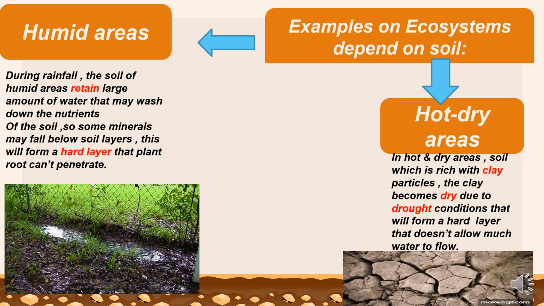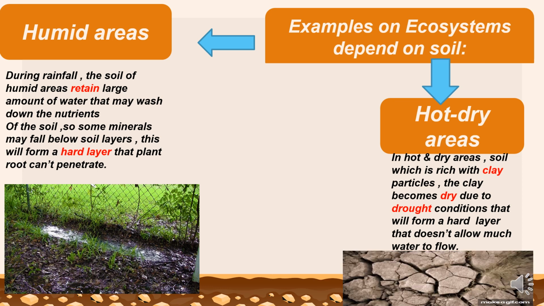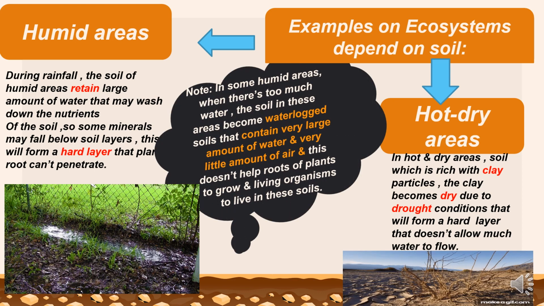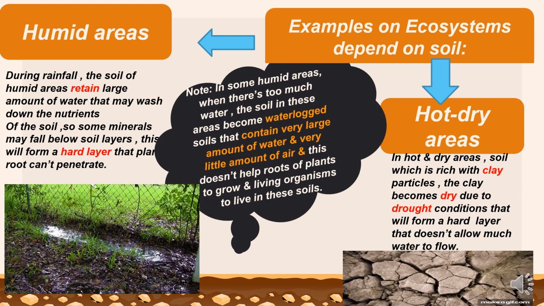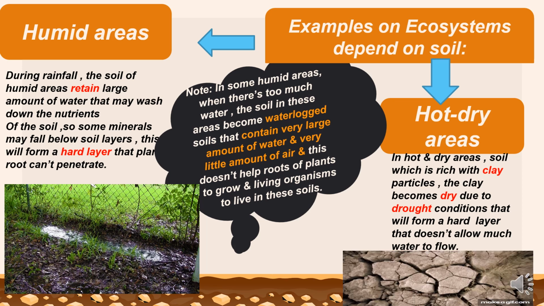And with this large amount of water, some minerals may fall below the soil layers, and this will form such a hard layer under the plant root that the plant root cannot penetrate it because of the large water. Super, primary six. And also, if I note some humid areas, I'm gonna find that if the soil has such a large amount of water falling from the rainfall, the soil is gonna become water-lodged.